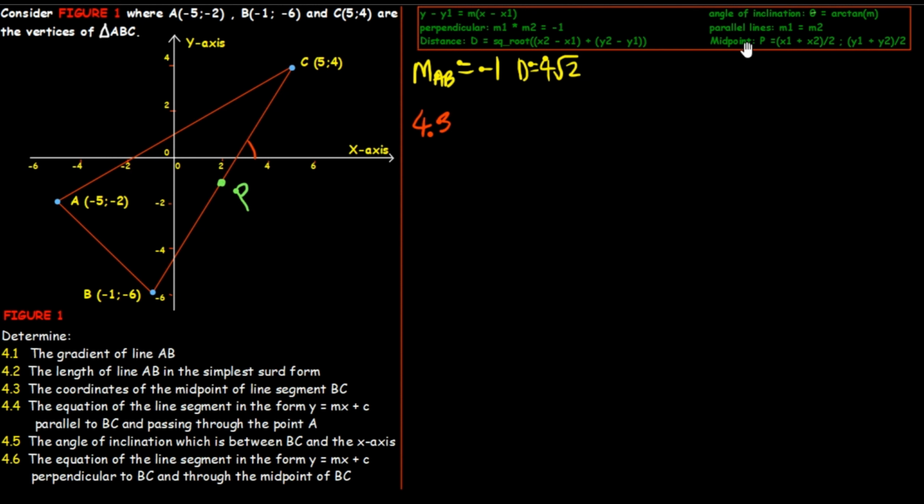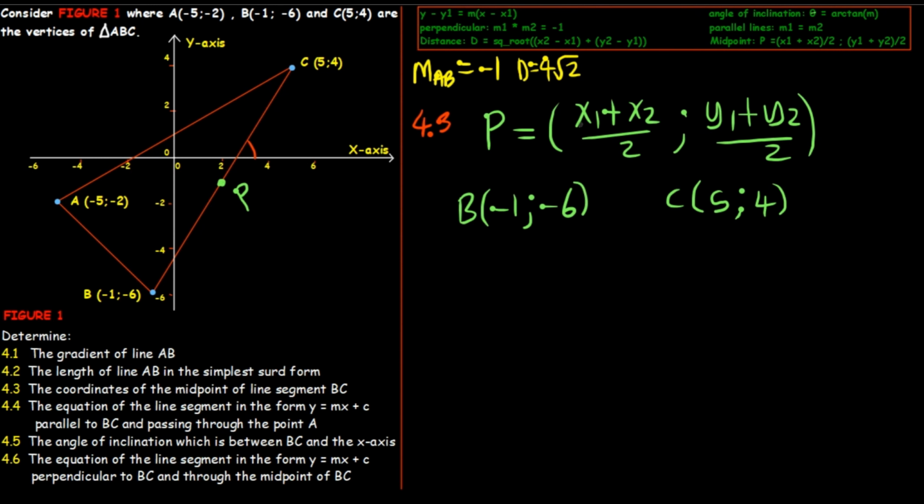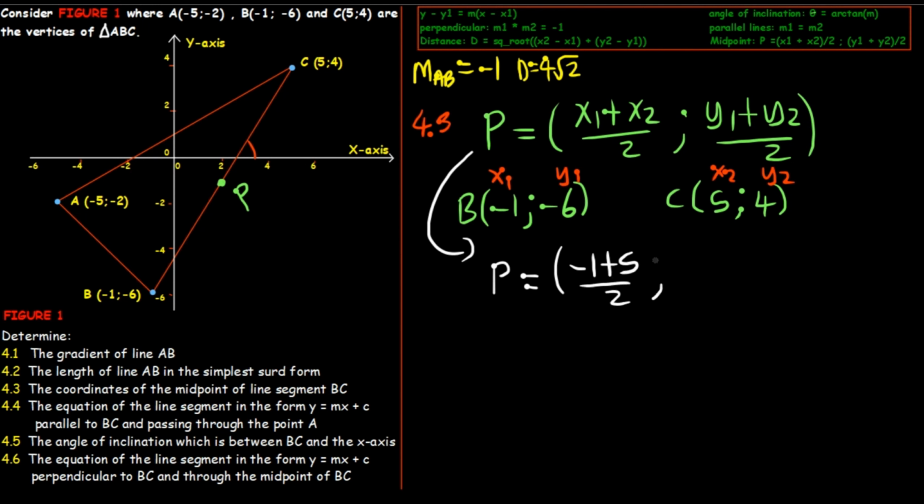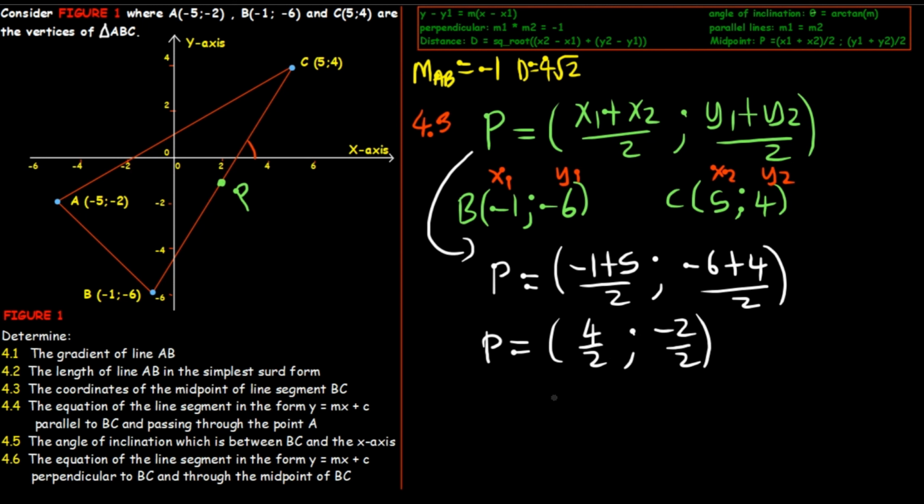So we have to use this formula. So now it's just a matter of determining which should be our x1, y1 coordinate and our x2, y2 coordinate. Okay, so now let's determine our P. So our x1 is -1, our x2 is 5. Then we divide it by 2, we do the same. Our y1 is -6 and our y2 is 4. Then divide by 2. Alright. Now let's evaluate. We get a positive 4 divided by 2, and here we get a -2 divided by 2. So this is going to give us a coordinate of 2 and -1.